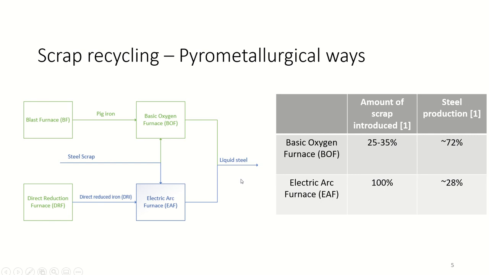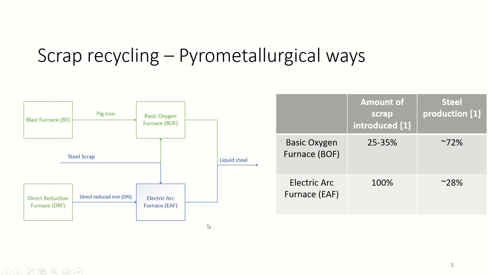There will be times where contaminants will need to be diluted, which is why we would sometimes need to add direct reduced iron from the direct reduction furnace. So the steel production right now is around 72% from the basic oxygen furnace and 28% from the electric arc furnace. So what I've put in blue here is what we are going to simulate today.